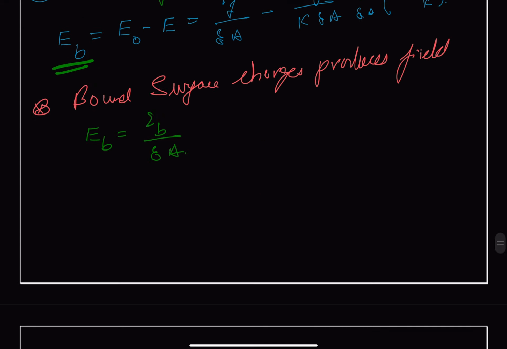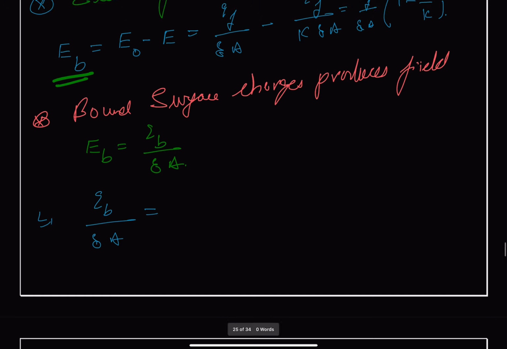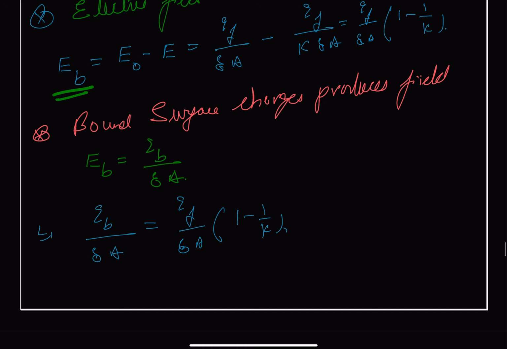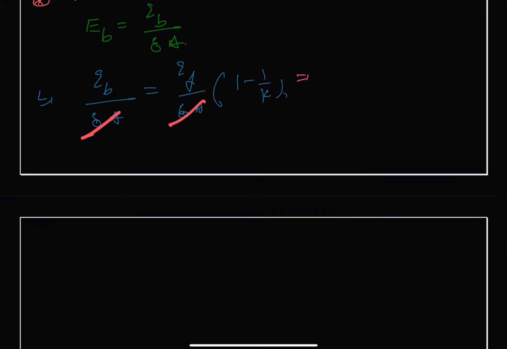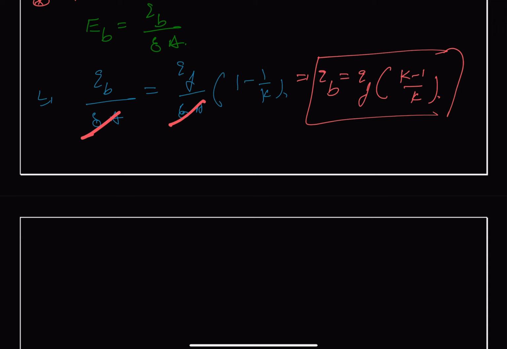So we get from here that QB upon epsilon naught A is equal to QF upon epsilon naught A, times (1 minus 1 upon K). Here epsilon naught A cancels out. Therefore, we get QB is equal to QF (K minus 1) upon K. So this is the relationship between the charge on the plate and the bound charge on the dielectric.